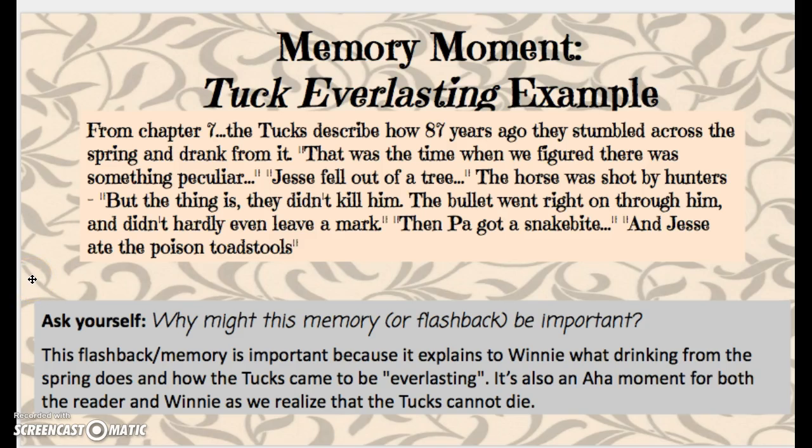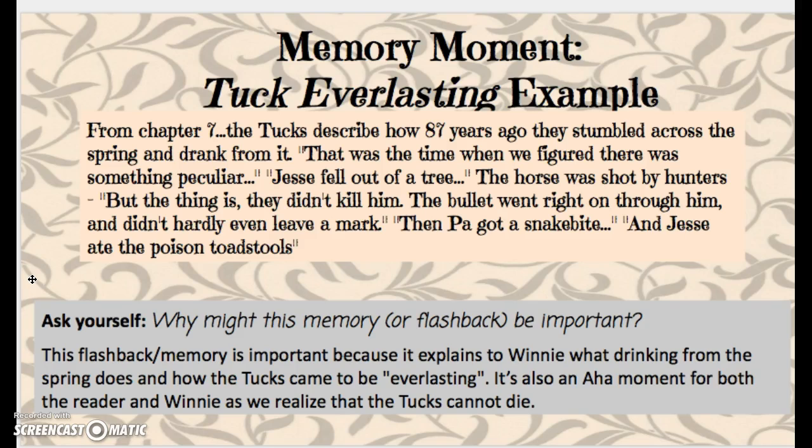Now, this particular quote that was pulled happens in chapter 7 when the Tucks are describing how 87 years ago they stumble across the spring and they finally drink from it. And this is the quote. "That was the time when we figured there was something peculiar. Jesse fell out of a tree, the horse was shot by hunters, but the thing is, they didn't kill him. The bullet went right on through him and didn't hardly even leave a mark. Then Pa got a snake bite. Then Jesse ate the poisoned toadstools."